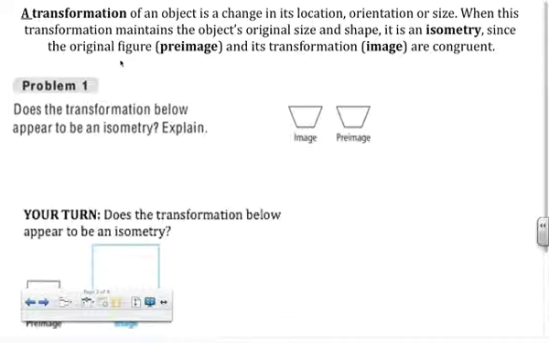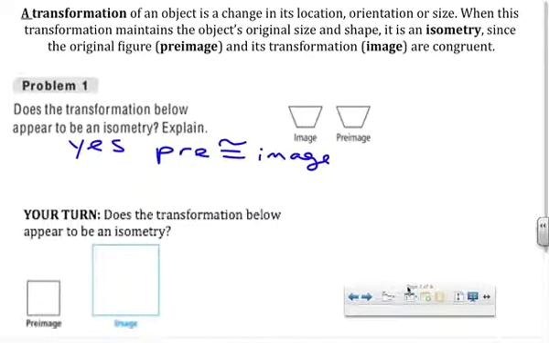So, in problem 1, very, very straightforward. Is this an isometry, yes or no? Yes. The pre-image is congruent to the image. And I know it's listed as a your turn, but let's go ahead and get it out of the way. Is that your turn also an isometry? No, the pre-image is smaller than the image.